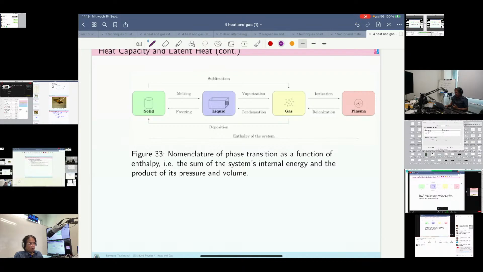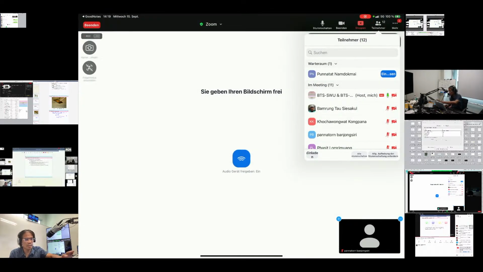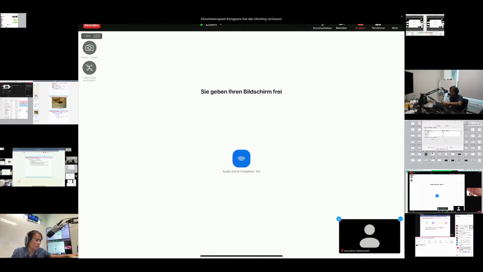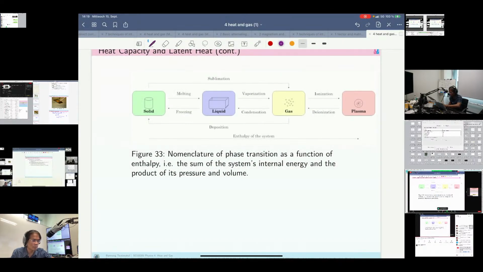And after that, if you put more energy into this substance, it's going to stay in the gas form. It's called vaporization, right? Because you need to put energy into it. And if you want to go beyond the gas, you have to put more energy into the gas to get plasma, and this process is called ionization, right?